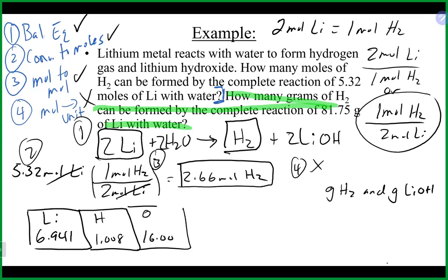All right, so take a few minutes. Same equation, same reaction, starting with 81.75 grams of lithium. How many grams of each product would we produce? And basically follow those steps.